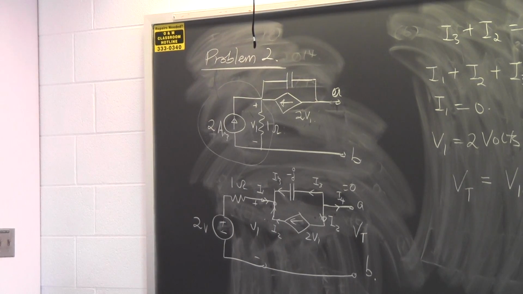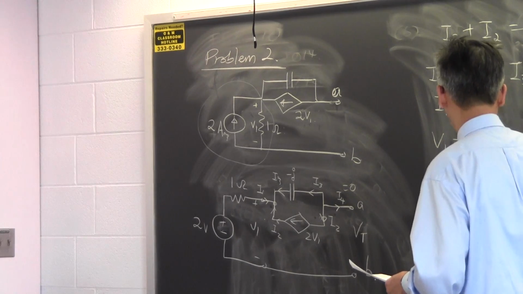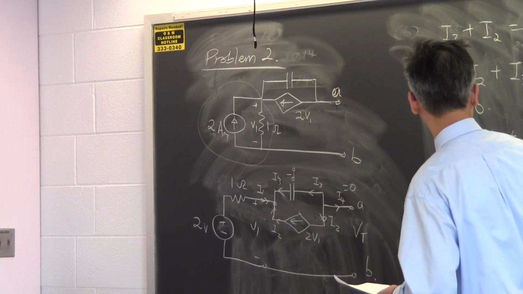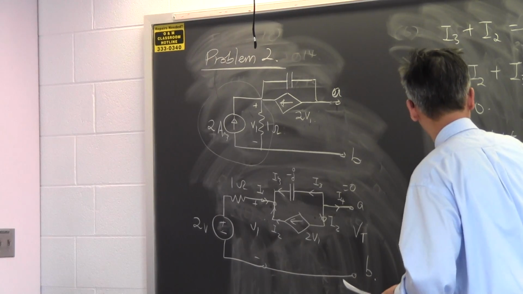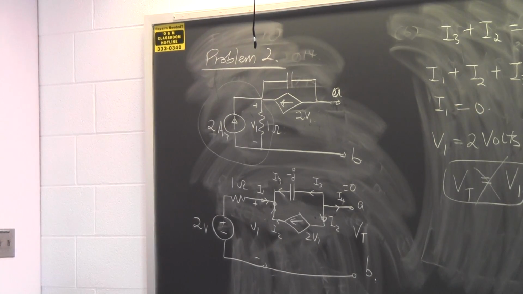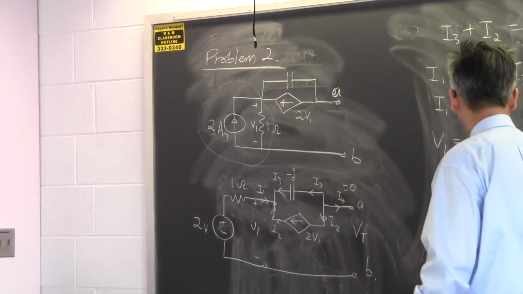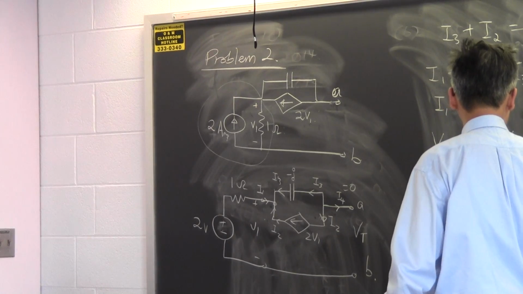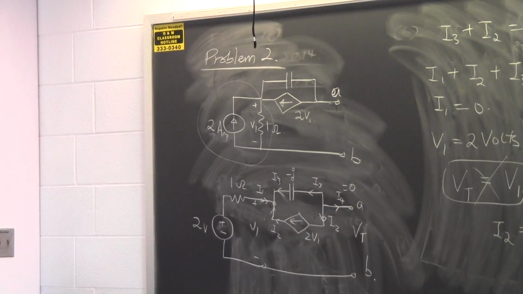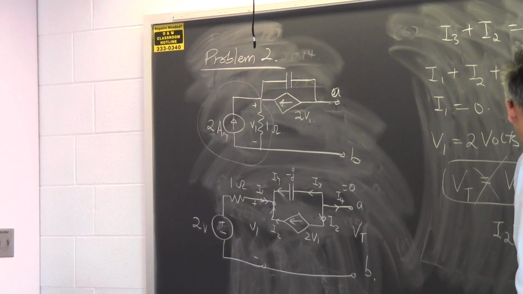But V1 is equal to... No, sorry, this equation is not correct. I didn't finish this equation. VT is equal to V1 plus this thing. And then I have to figure out what I2 is. I2 is equal to 2V1. And V1 is just equal to 2 volts, so this must be 4 because V1 is equal to 2 volts. So I2 is equal to 2V1.